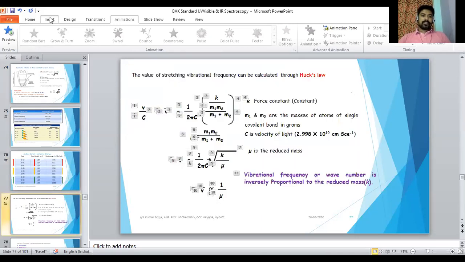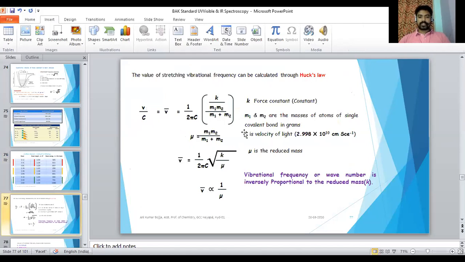So with the help of Hooke's law, that is nu bar equals 1 by 2 pi c, root of k by mu. This is the equation to calculate the wave number or the vibrational frequency for a covalent bond, either it may be a single covalent bond, double covalent bond, or even a triple covalent bond.